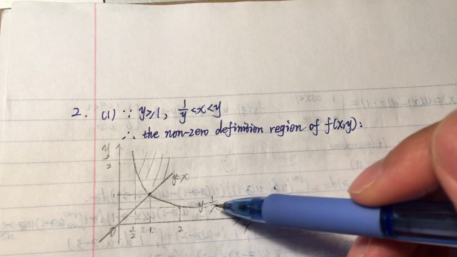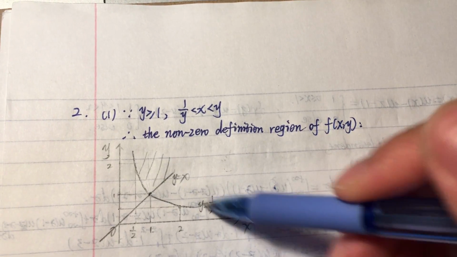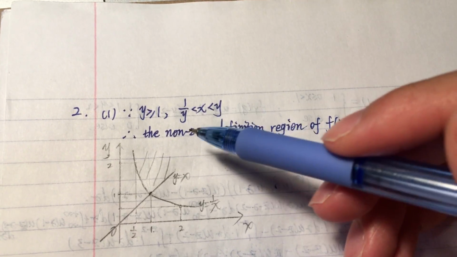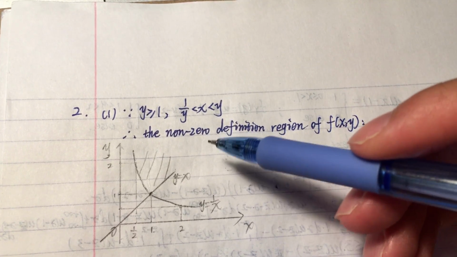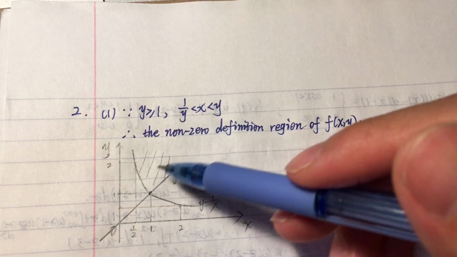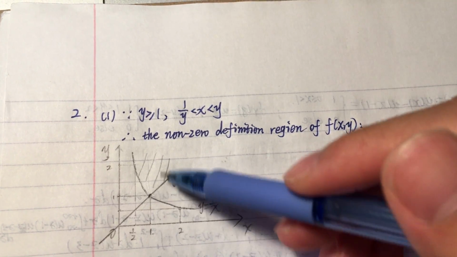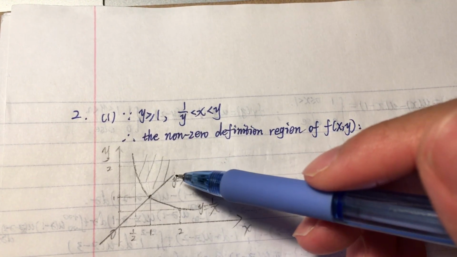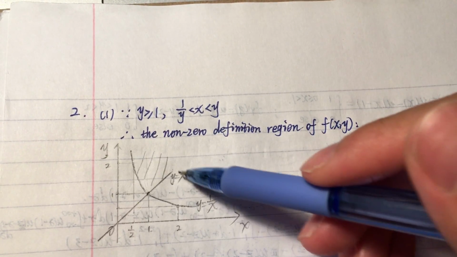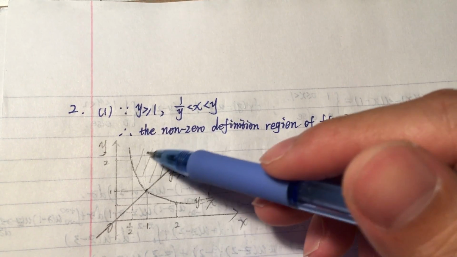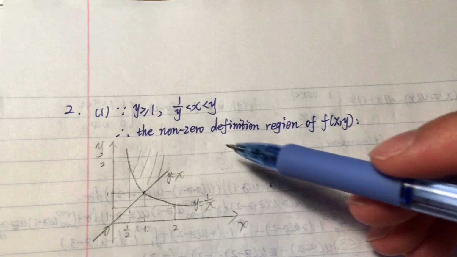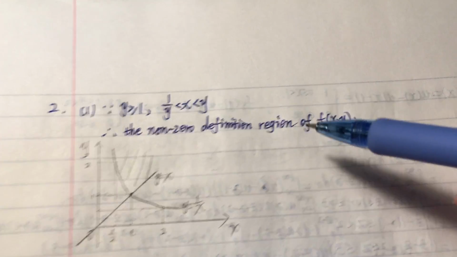And we can find the curve of y equal to 1 over x is this curve, and because x is larger than 1 over y, it means that y is larger than 1 over x, so it's the right side of the curve. So above all, add them together, we can get the shaded area. The area of shade is the non-zero definition region.